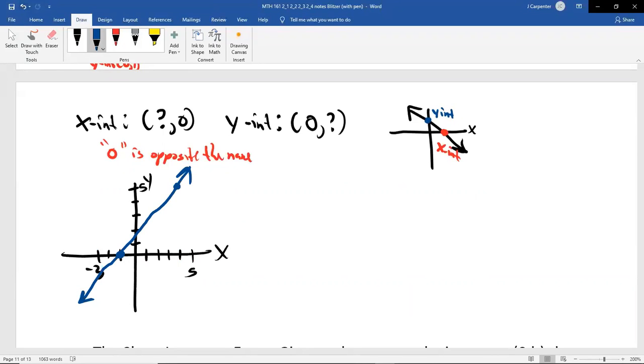Now again, due to making this by hand and on a crummy tablet, if I did this on the board, this would have actually hit this point right here. That would have been (0, 1), and the line would have gone through it. This is just poor artistic skill.